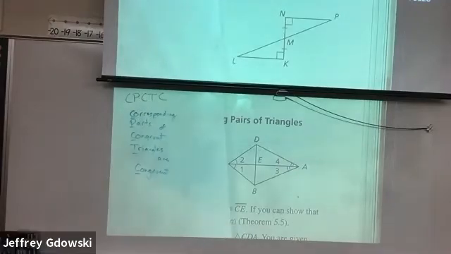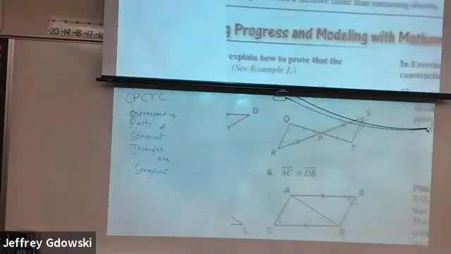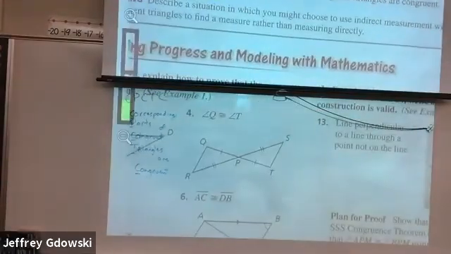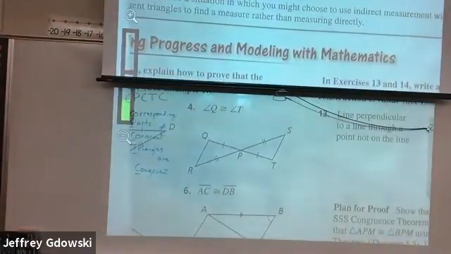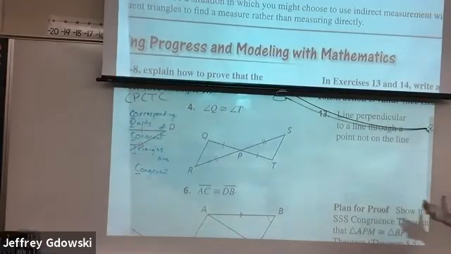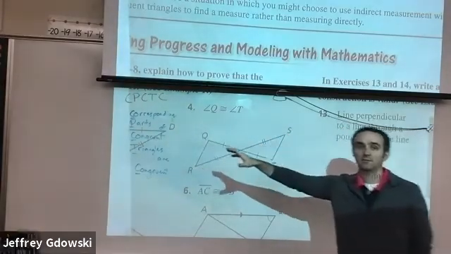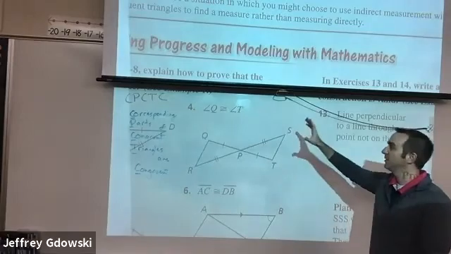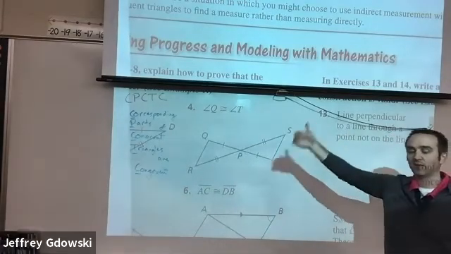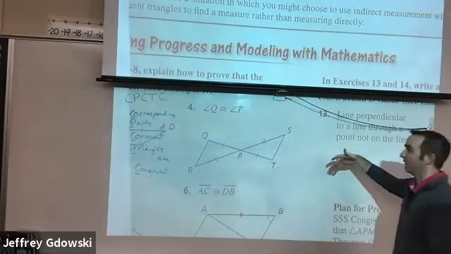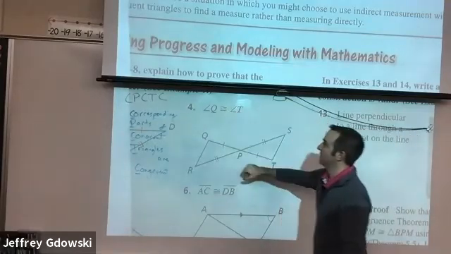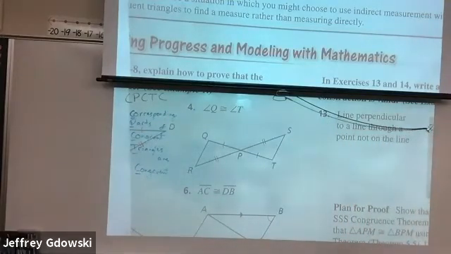All right, so let's look at a couple things here. Because really, guys, that's the whole idea behind today's CPCTC, right? There's no other theorems, there's nothing. It's just this idea that we can take that one step further than we've been going. So if we look at 4, think to yourself, how would you prove that Q is congruent to T in this?